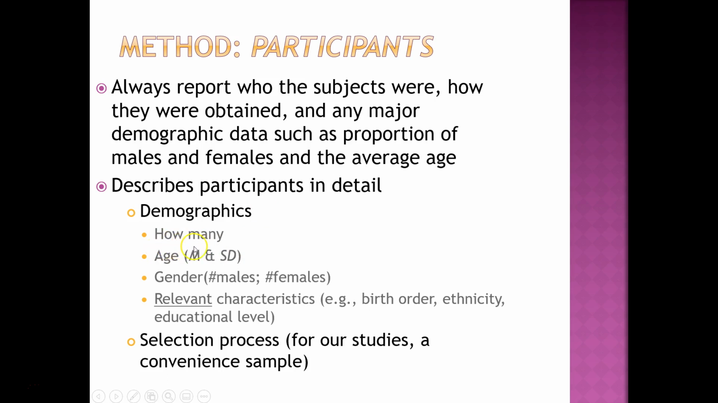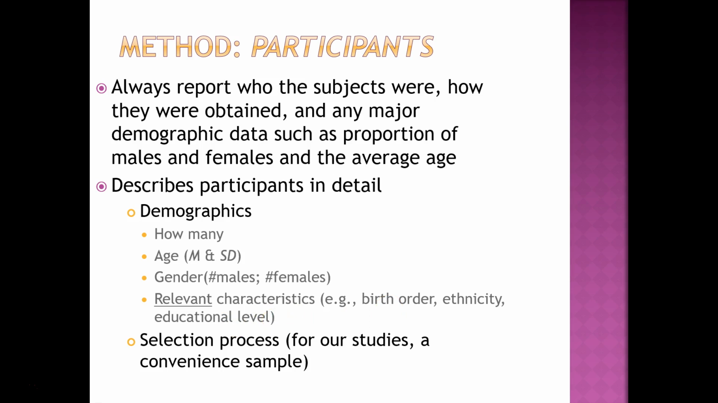That's important, right? Did you do your study on 10 participants or did you have 1,000 participants? Age, average age. So we usually have a mean and a standard deviation of the age of our participants. Gender, number of males, number of females, and then other relevant characteristics for your particular research study. So depending on what you're studying, there may be other demographic characteristics that are important.